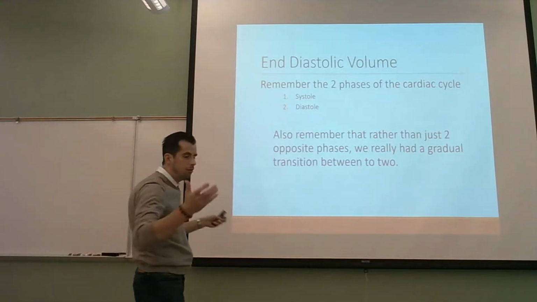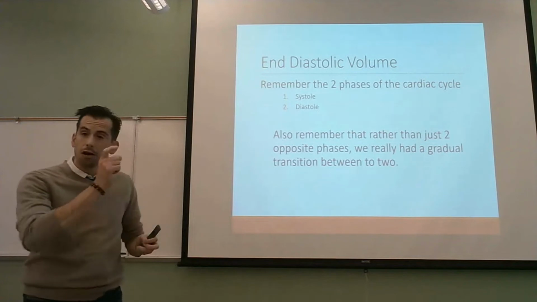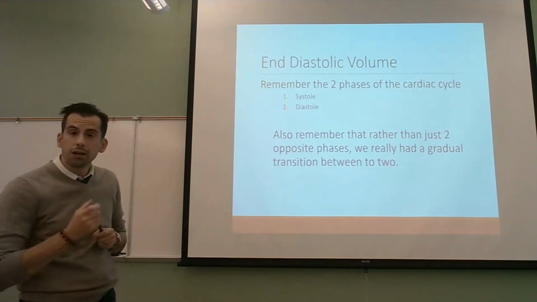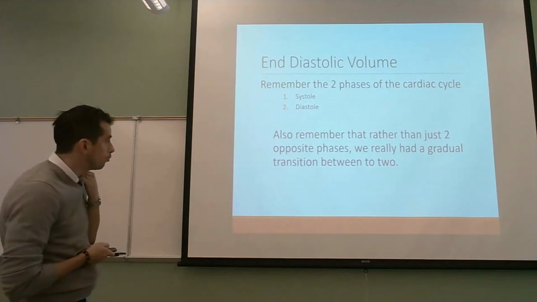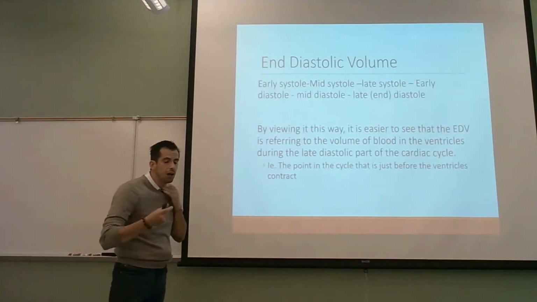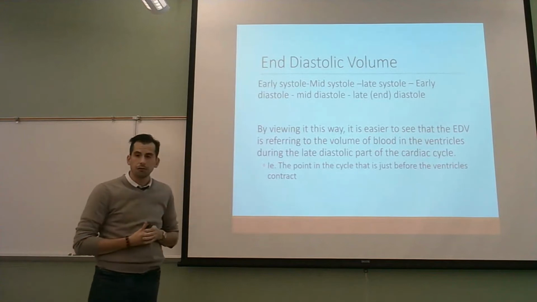So if we say a heartbeat lasts a half a second, you're going to spend part of that half a second in your diastolic phase for the ventricles and part of that half a second in the systolic phase for those ventricles. So rather than viewing them as instances, you can take each half and break it down further. You can have an early systolic phase.